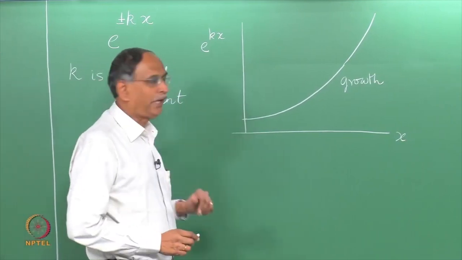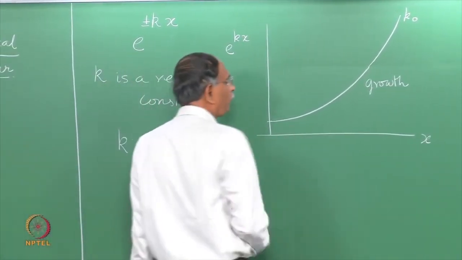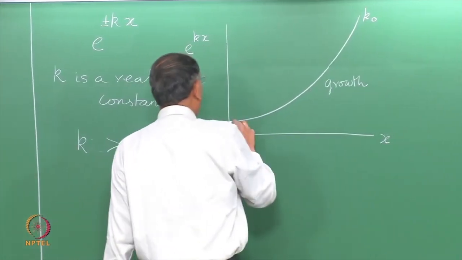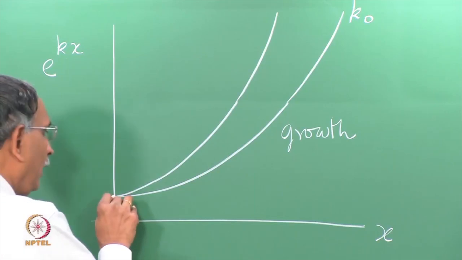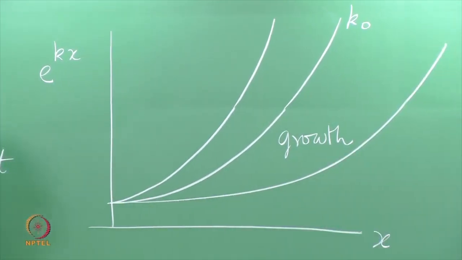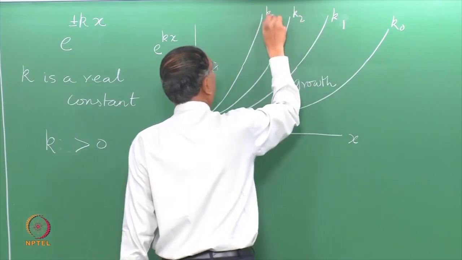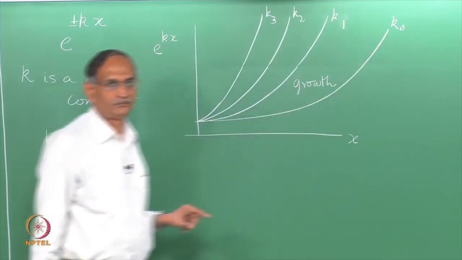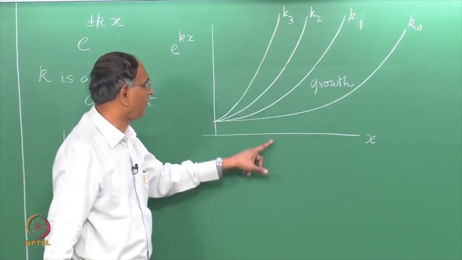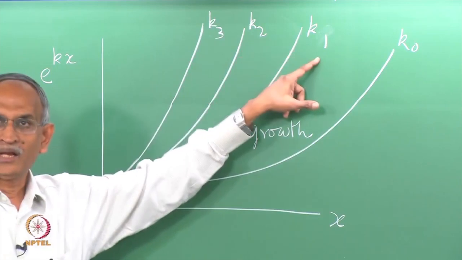Now, that's for one value of k. Let me call that k as k0, some constant. Now, suppose I have a different value of k, the function may again start from 1, but it may grow something like this. Okay? Or it may be slower for another value of k. Or it may be really fast. So let us do it by making this as k0, k1, k2, k3 as some different values of k. What's the relation between these? It's quite obvious that this grows much faster for a given value of x than any other function. Obviously, k3 is larger than k2, then k1, then k0.